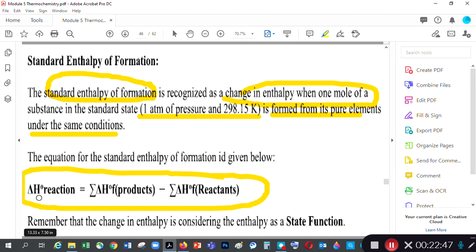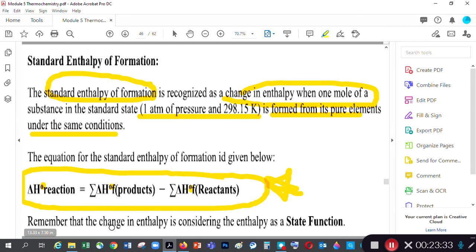The standard enthalpy of the reaction, because it has an O here. Look at the O here. The O means standard. The standard heat of the reaction will equal the sum of all the standard enthalpy of formation of the products minus the sum of all the standard enthalpy of formation of the reactants. So remember, this is very important. Look at this every time in a flashcard. You need it to calculate the standard heat of the reaction.